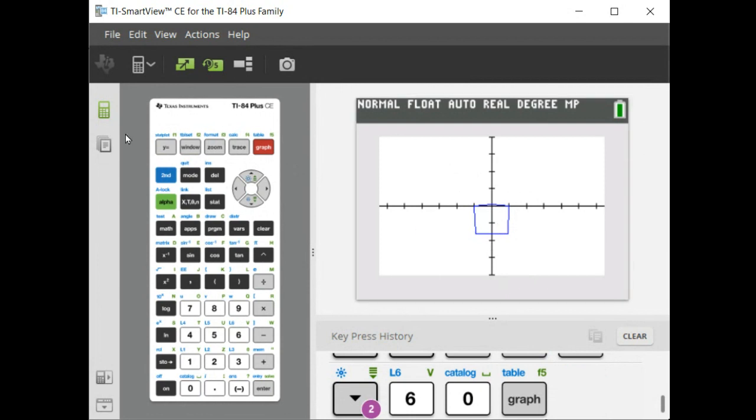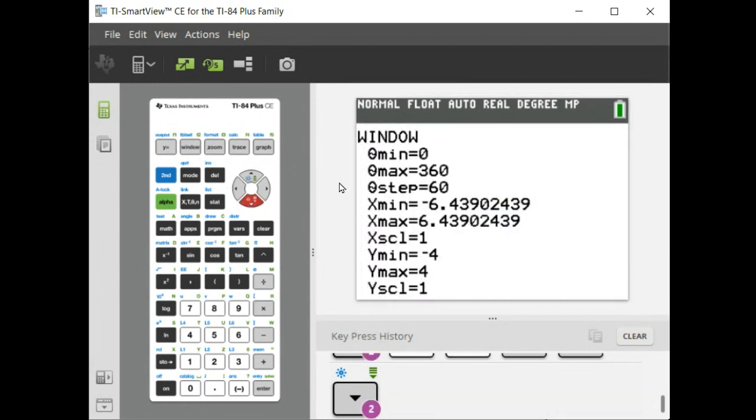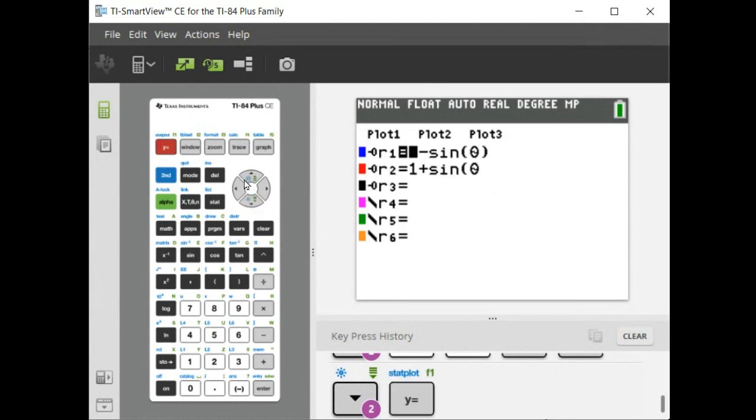Okay, so you have an idea of what to do when you see something very funky. If your theta step is very small, like 0.01, it's going to take forever to draw, because it's going to find thousands of points to plot. So you don't want it to do that. If you want it to stop, you just hit the on button, and it'll stop. Let's see what happens if this is larger.